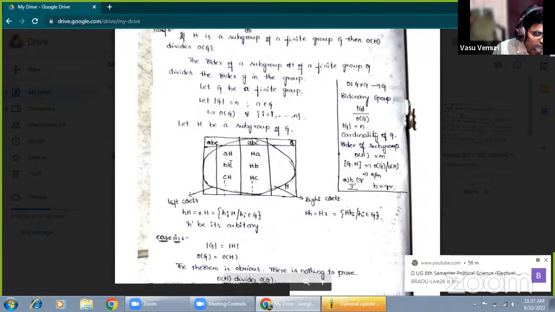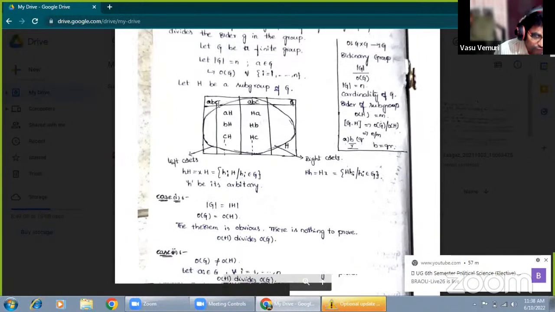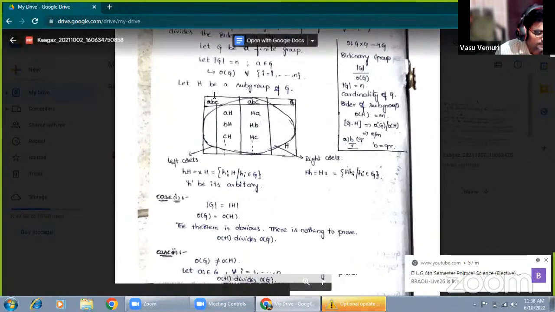Now the group elements combined with the subgroup on the left side give the left cosets: aH, bH, cH. These are all left cosets, where the group elements are a, b, c, and so on. Those elements on the right side of the subgroup give Ha, Hb, Hc. These are all right cosets. Tomorrow also we will discuss the cosets part.